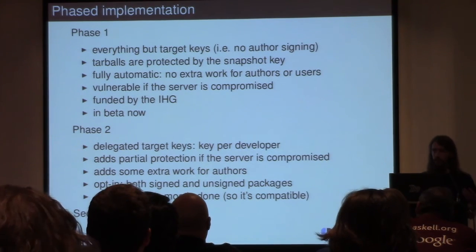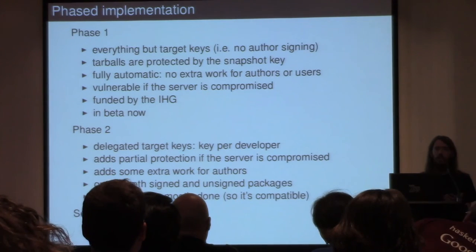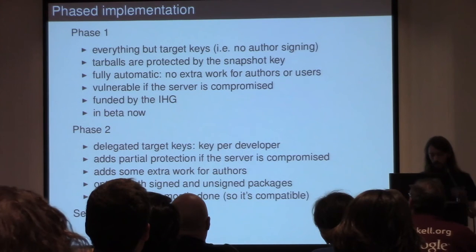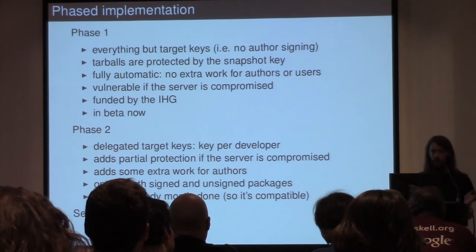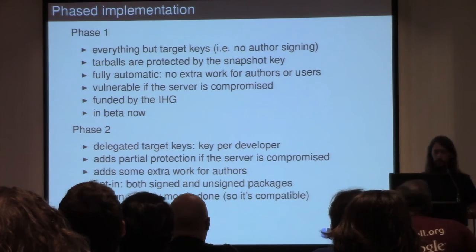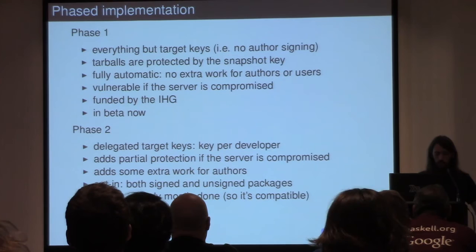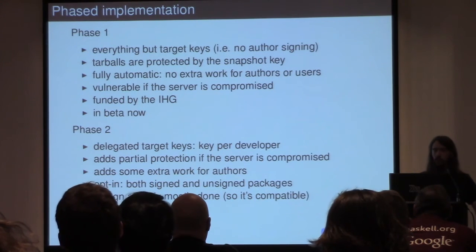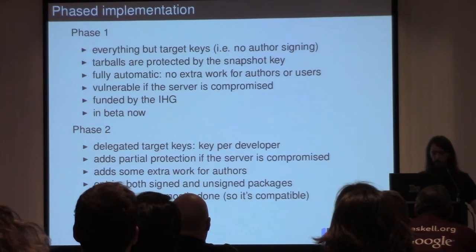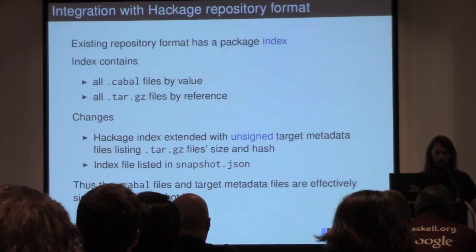We're doing this in two phases, and the modularity of TUF allows us to do it in phases. The first phase does not include author signing. It includes index signing. So it means that it's all fully automatic. Phase 2, if we can get funding for phase 2, also includes author signing. So that means it's still vulnerable if the server itself is compromised. And phase 2, adding author signing, would add extra protection for those packages that are signed.